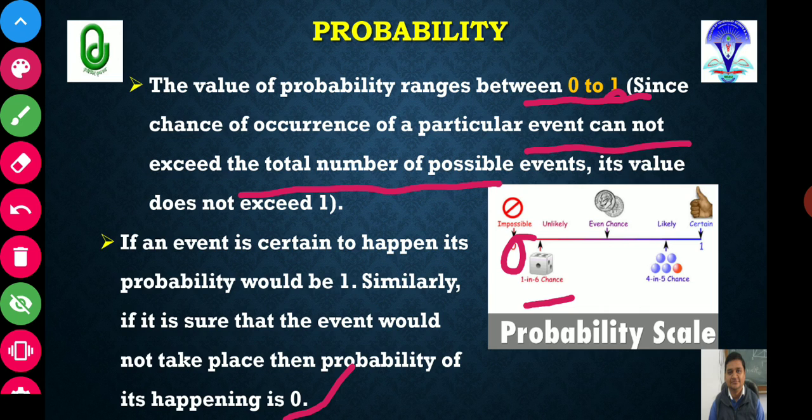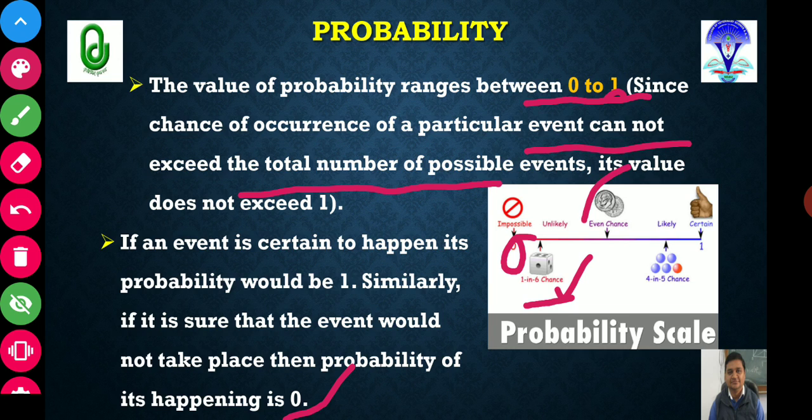So here you see, in case of a die, if you are throwing a die, there will be 6 possible events: 1, 2, 3, 4, 5, 6. But the probability of occurrence of a particular event will be 1 by 6. Though the chance is 1 by 6, this kind of event, on the probability scale, is called unlikely. It is not sure whether you will get 1 or 2 or 3 or 4 or 5 or 6. That means the chance of occurrence of a particular event is very less.